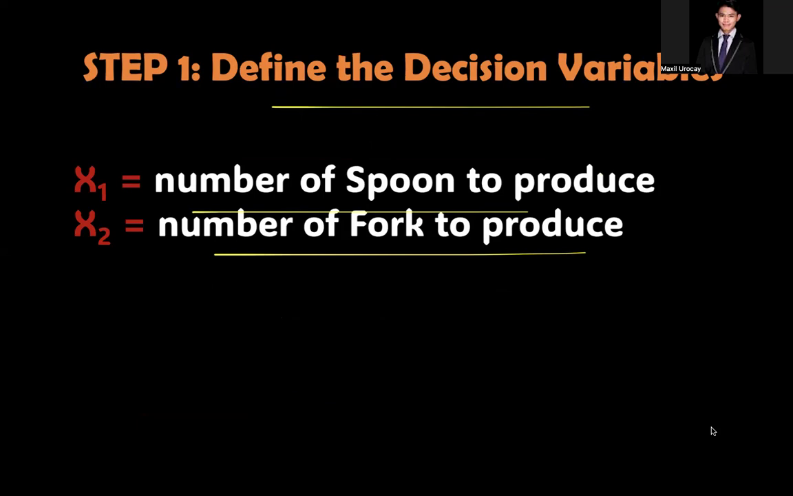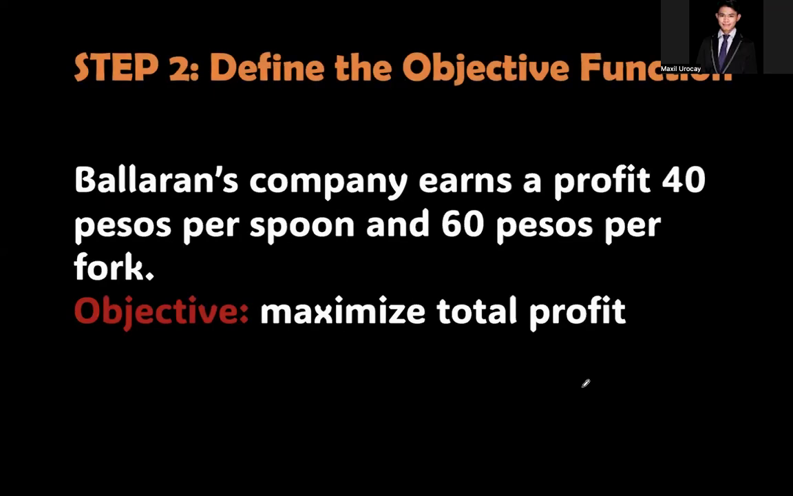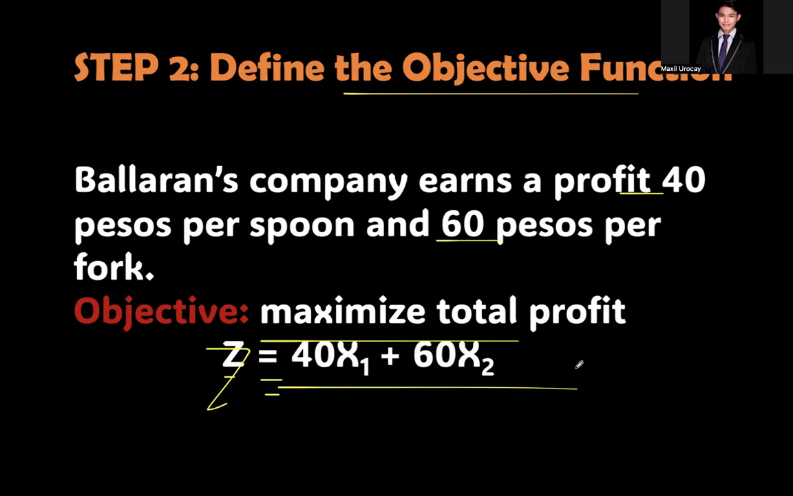In the next one, it will be the same thing. For step two, you have to identify the objective function, where Baleares Company earns a profit of 40 pesos per spoon and 60 pesos per fork. Since your objective is to maximize the total profit, you have z equals how much? It will be 40x1 plus 60x2. So that will be your objective function right now.